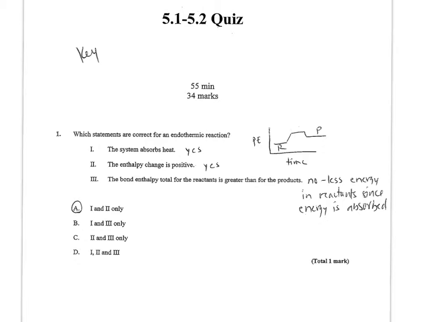And then number 3, the bond enthalpy total for the reactants is greater than for the products. And this one's a little bit tricky, and it's a no, because bond enthalpy is really the energy, the potential energy. So if we look at it, the products are definitely at a higher level here, so it's less energy in the reactants since energy is being absorbed. So bond enthalpy is increasing for the products. So A, 1 and 2 only would be true.